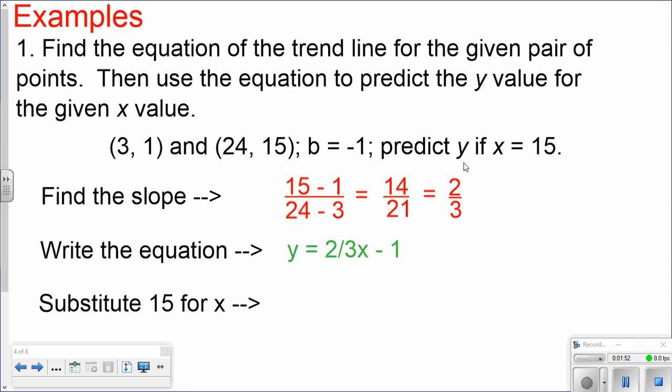Then it says predict y if x equals 15. That simply means that we substitute for x, we put in 15. So then we multiply: 2/3 times 15 is 10. Then minus 1, 10 minus 1 is 9.